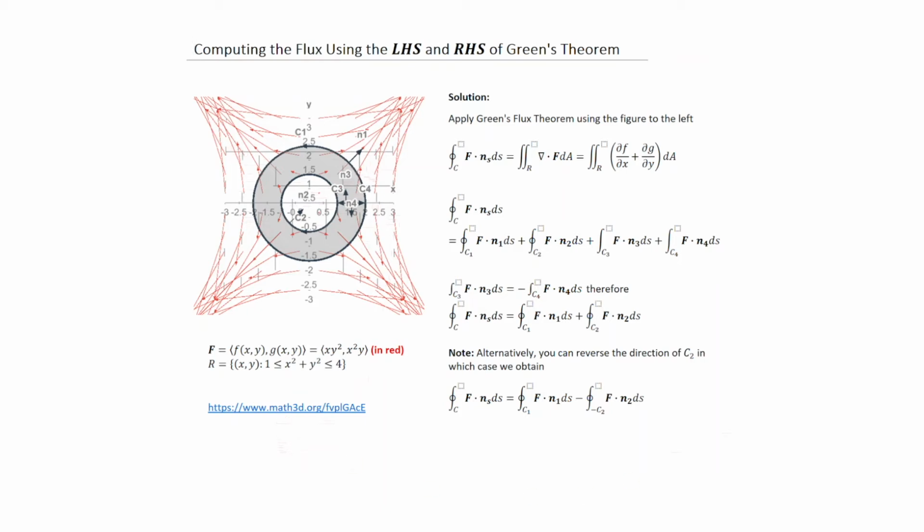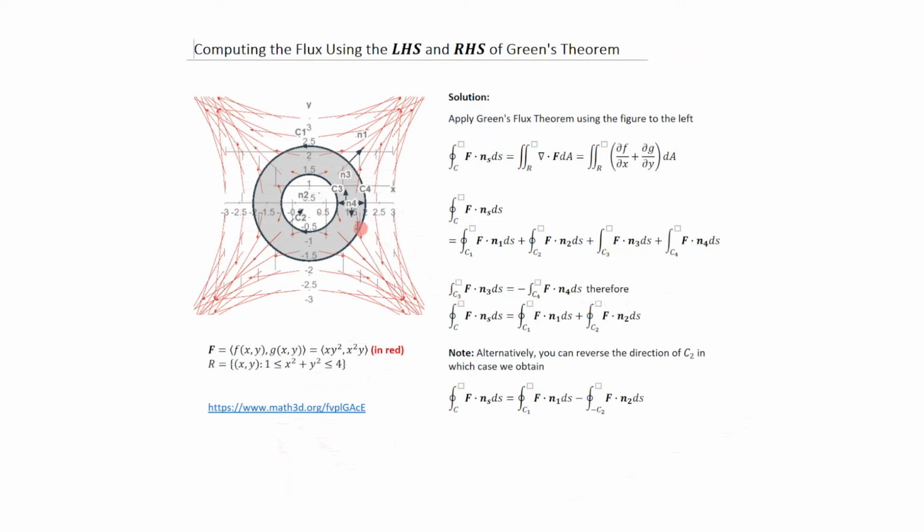All right, so we're going to apply Green's flux theorem using the figure to the left. On the left side, it's a closed contour integral of F dot n_s ds, right? And this is equivalent to the divergence of the vector field integrated over the area enclosed. And that's equivalent to the integral of ∂F/∂x plus ∂G/∂y dA, where F is this term here and G is this term here. Since this contour consists of 4 segments, we've written it out as follows.